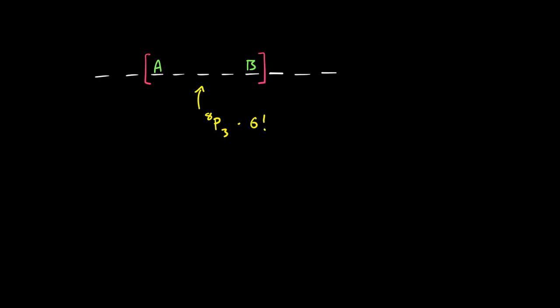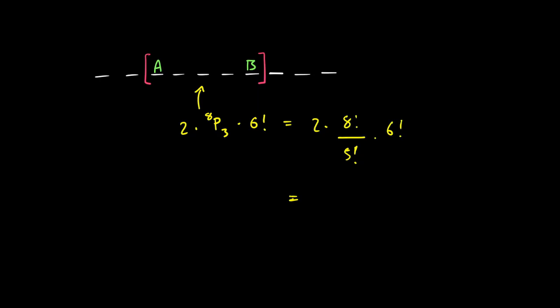And of course, I forgot we can have Abby and Ben in 2 different arrangements, right? Either have Ben here instead of Abby and so on. So I think we can have 2 times 8P3 times 6 factorial. And let me just try to figure out what that would be. So 8P3 is 8 factorial over 5 factorial.